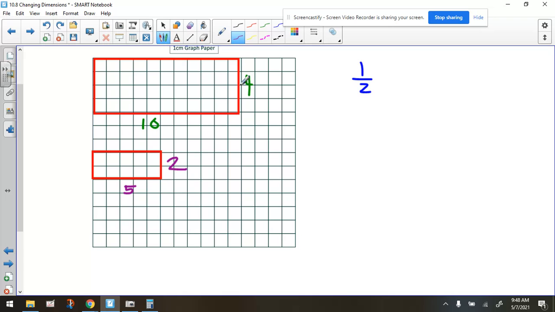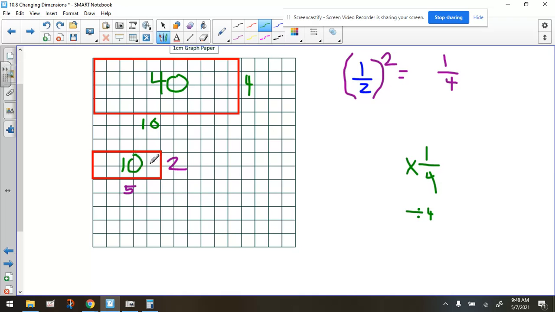Well, it's kind of the same idea. If we square this, aren't we going to get 1/4? Because 1/2 times 1/2 is 1/4. So the area of this, which we already know to be 40, if we take 1/4 of it, which remember, taking 1/4 of something is the same as dividing it by 4, aren't we going to get this? So that works, again, for any figure, whether it be a triangle, a rectangle, or whatever.